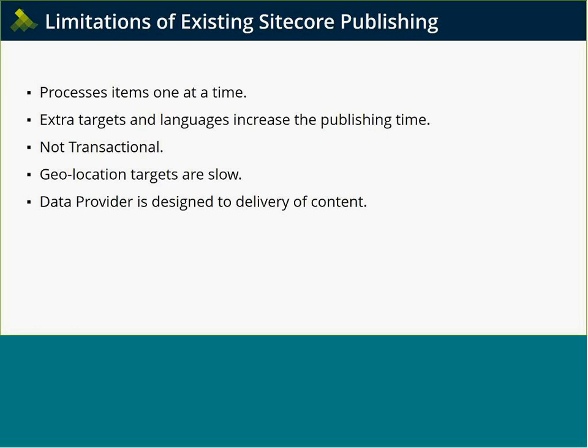The next limitation is that geolocation targets are slow. Whenever the servers are located at geolocation, as this publishing service already takes too much time to publish, when it comes to geolocation servers, whenever we are using VPNs, it will take much more time. Mainly Sitecore is designed to focus on delivery of the content. They have not focused on how to move content from one server to another. These are the lacking features in the existing Sitecore publishing.